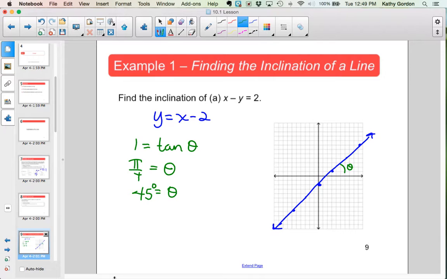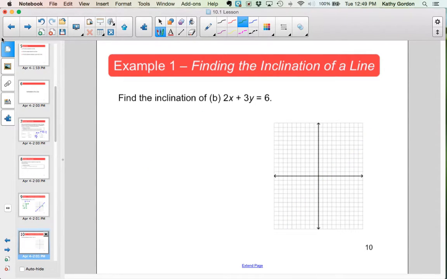Okay? So that's it. The inclination of this line is 45 degrees, or pi over 4 radians. That's your answer. That's what we're looking for. Questions? Okay, try right here.